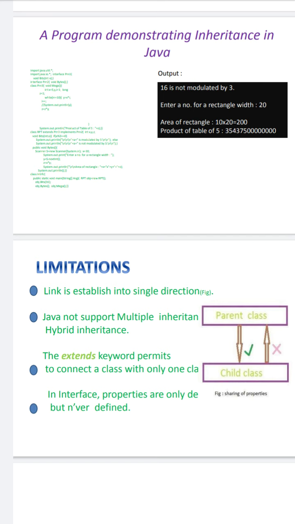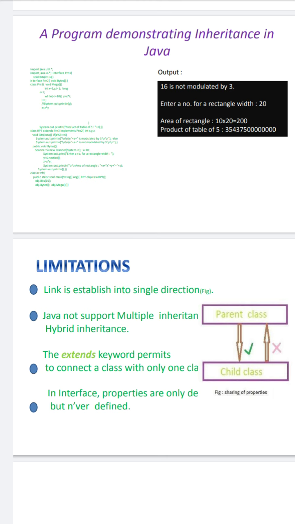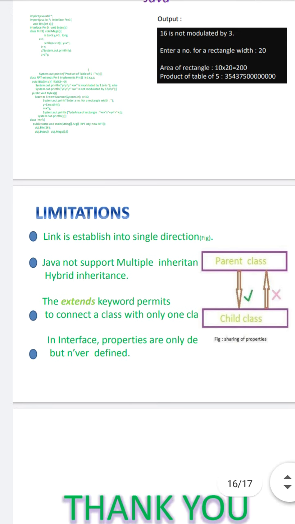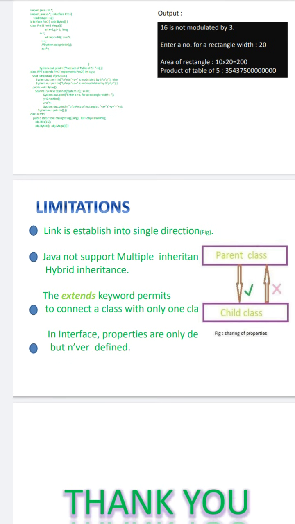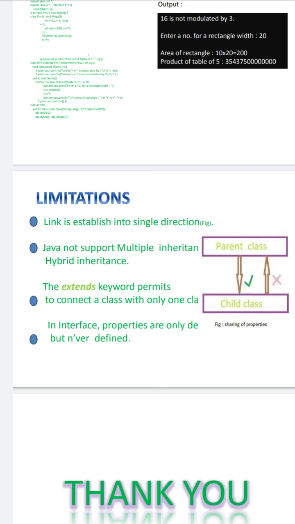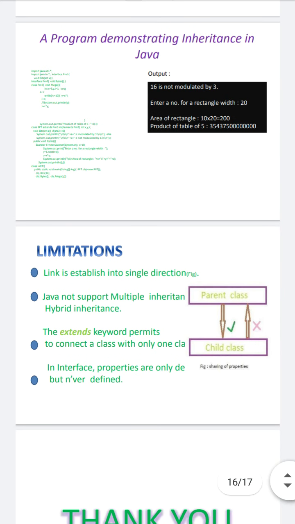Okay, Java does not support multiple inheritance. It supports only single inheritance, multi-level inheritance, and hierarchical inheritance. It also does not support hybrid inheritance. Okay, and inheritance is possible only with the extends keyword, to connect a class with only one class. In an interface, properties are only declared but never defined. Okay, these are the limitations of inheritance in Java.